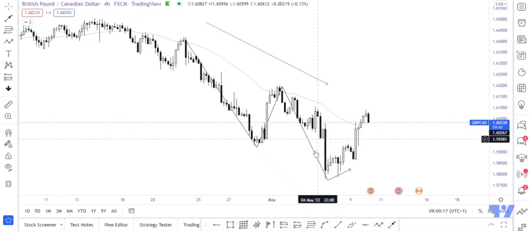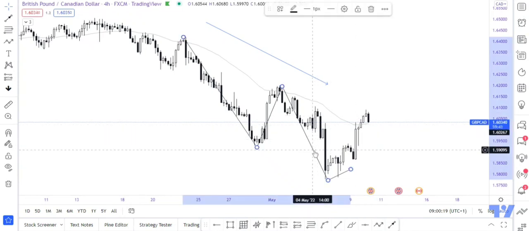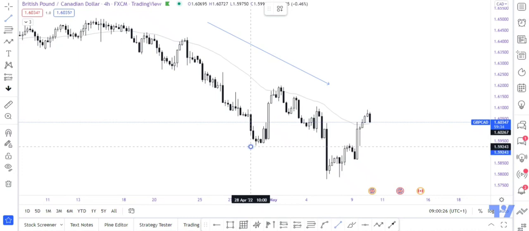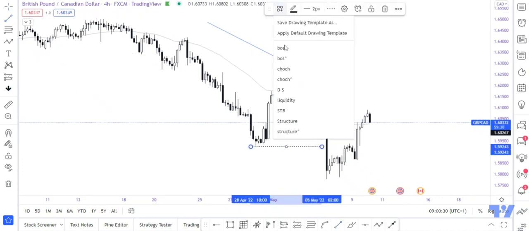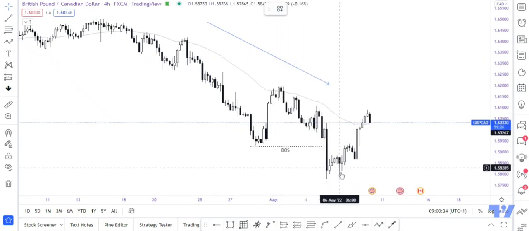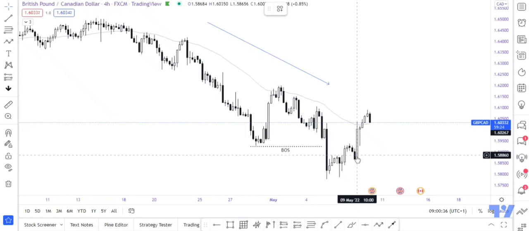So going into last week Thursday, price did break this previous lower low, broke the previous lower low to the downside. So we have the break of structure to the downside, and then we waited for price to make its way back into a level that we could potentially take a trade from.